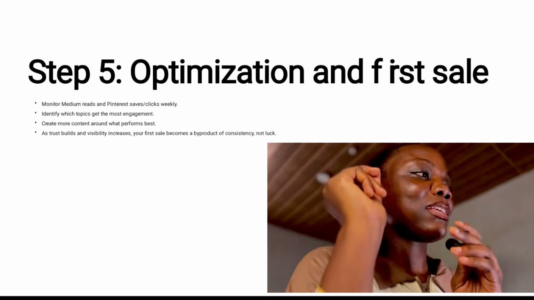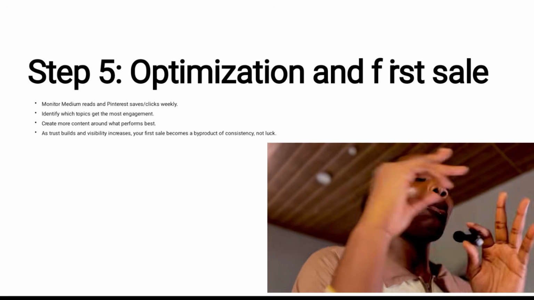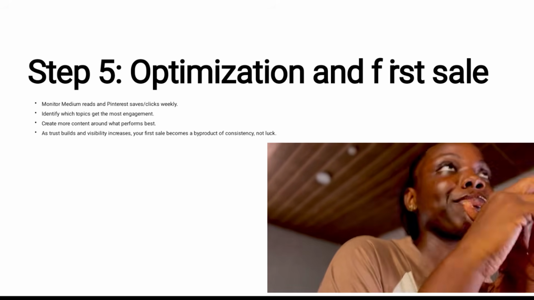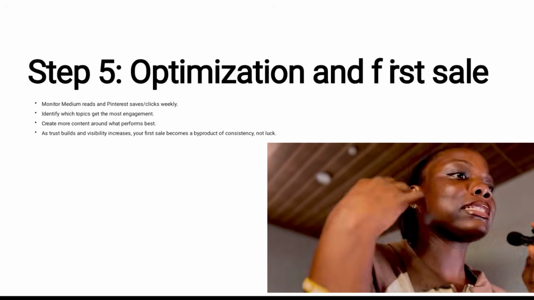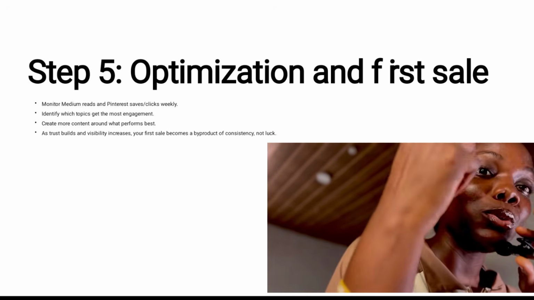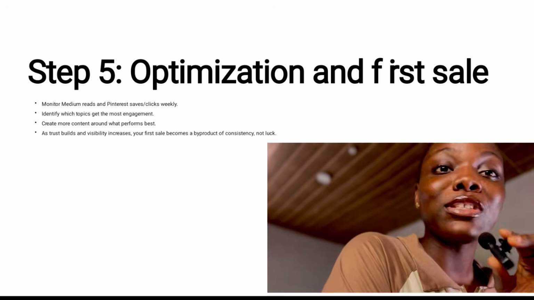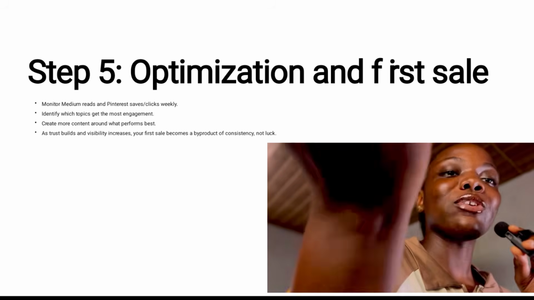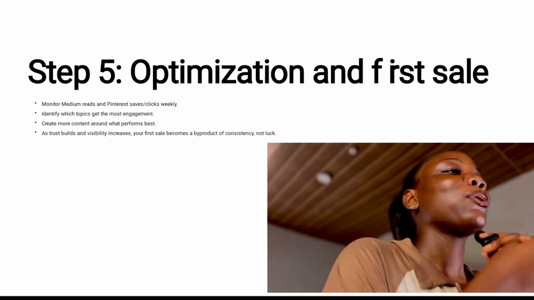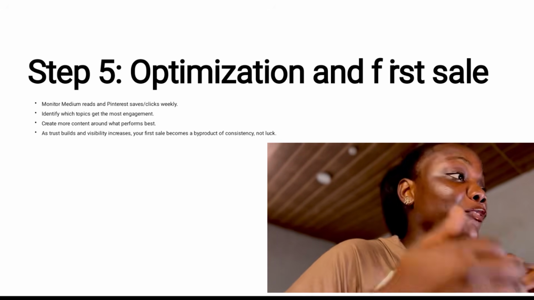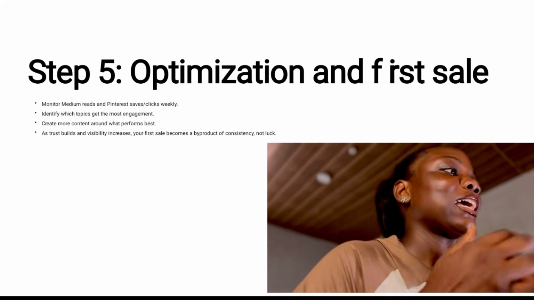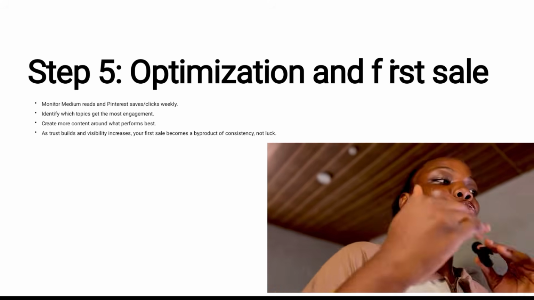So the next step is optimization on your first sale. I want you to start monitoring your reads. Go over to your Medium analytics and see how many reads and views you're getting. If you're already getting views, it's a good sign. If you got your first clap, even better. Go to Pinterest also. If you're starting to get saves and clicks, good job. It's going to tell you what topics are performing well, and so you want to make more of those kinds of posts and double down on what's already working.